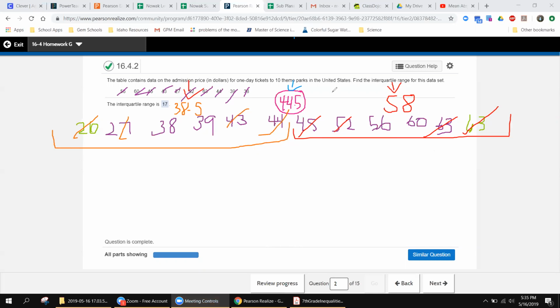So that is it. And please make sure, some of these problems say round to the nearest whole number or the nearest hundredth. Make sure you are rounding.